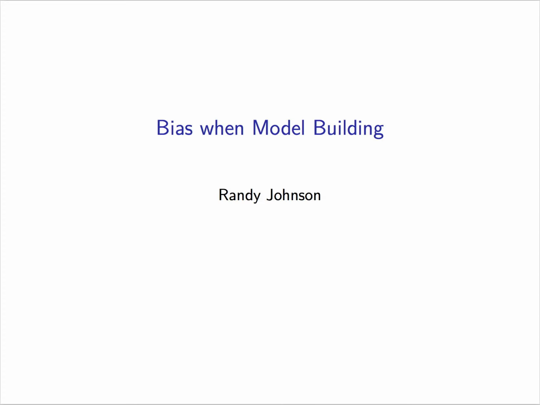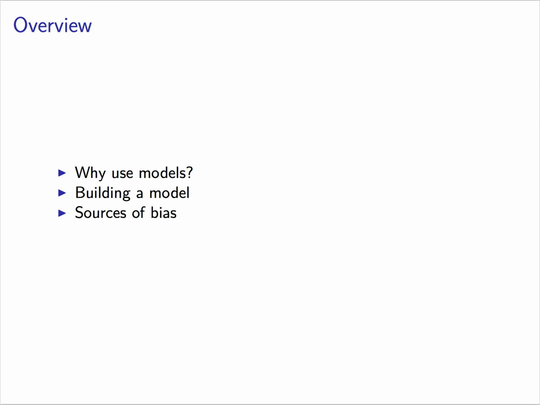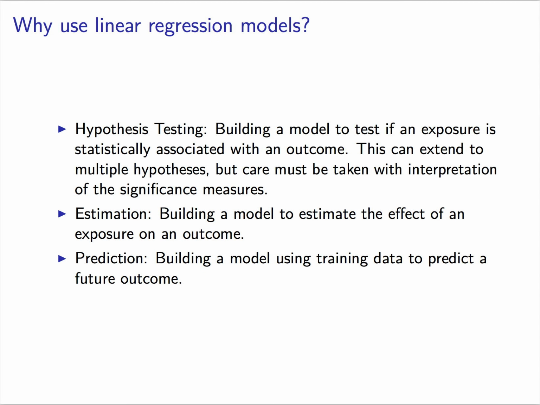Hello and welcome to this vignette on bias considerations when building a statistical model. This vignette gives an overview of how to plan studies to avoid bias. More specifically, what we generally use models for, some tools for building our models, and we'll spend most of the time on sources of bias. So why do we use models?